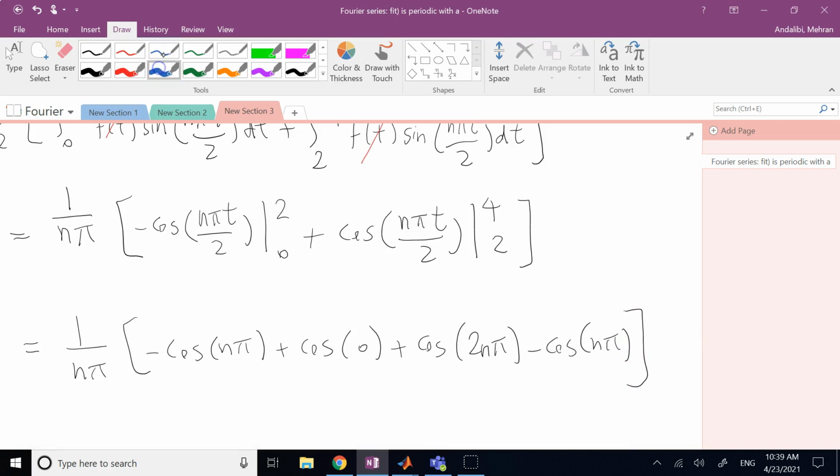And you know, cosine of 0 is 1, cosine of 2n pi, so 2 pi, 4 pi, 6 pi, this is all 1 again. And then cosine of n pi in general, it can be written as -1 to the n. So if it's 1 pi, cosine of 1 pi is -1. If it's 2 pi, it's +1, and so on. And the same thing for this.